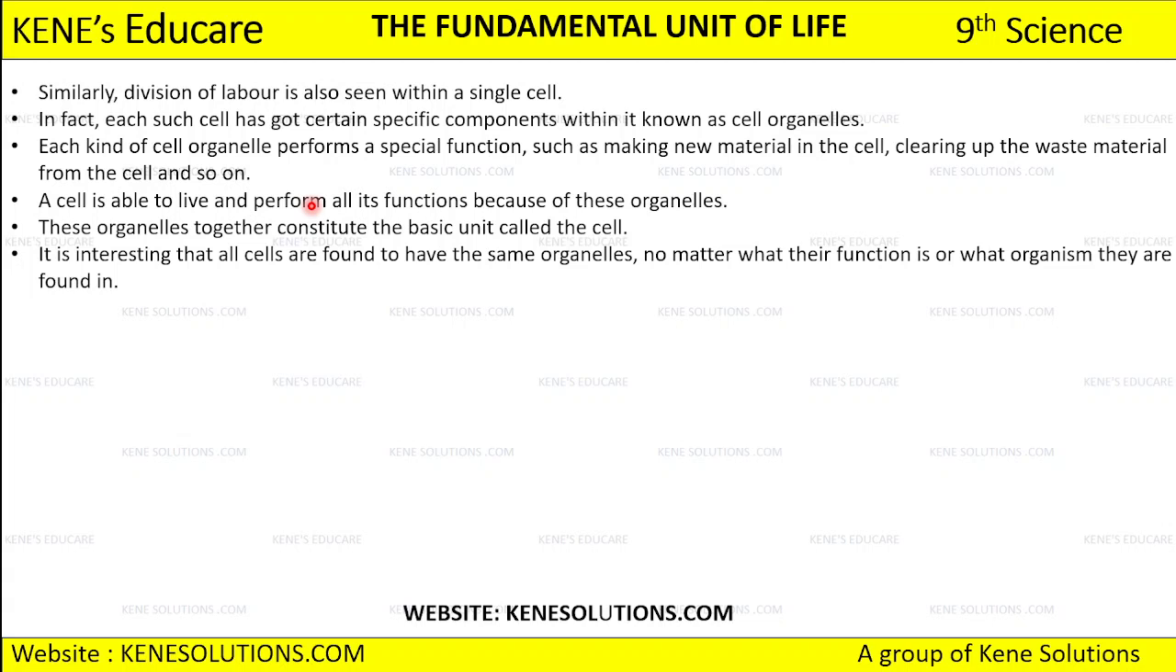A cell is able to live as well as to perform its function because of these organelles. Now, how is the cell performing its function? How is it able to live? That is all because of the organelles that are present. Together these organelles constitute the basic unit which we call a cell. तो ये जो सारे organelles हैं वो क्या हैं? These are the basic units of the cell that we have.